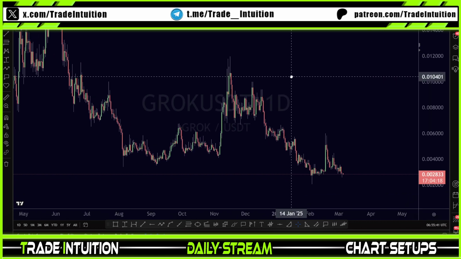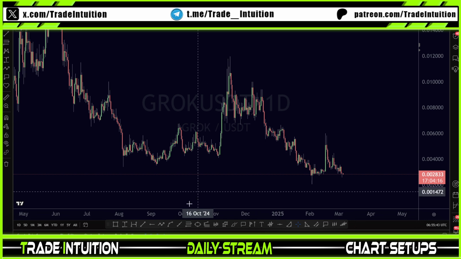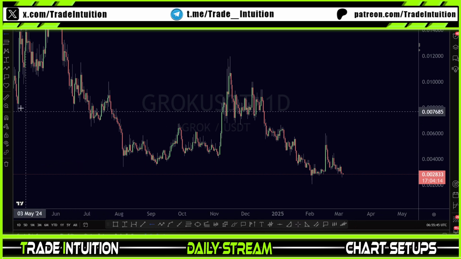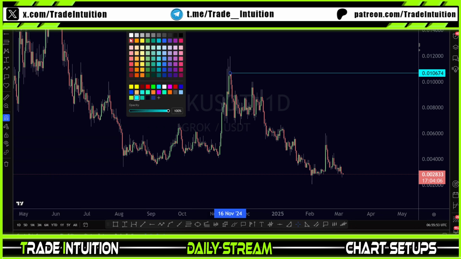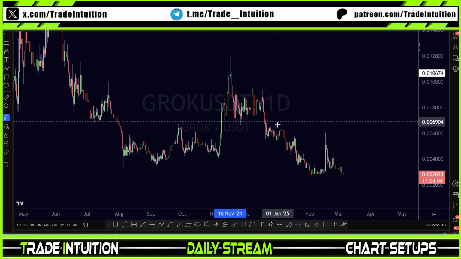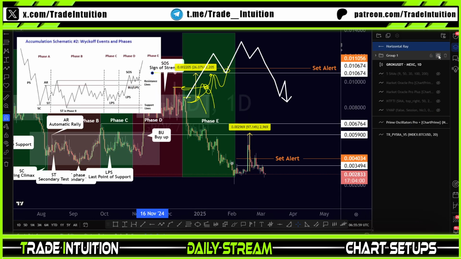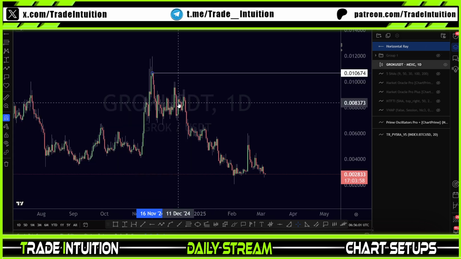We're on the daily time frame. What we do is we make sure that our magnet tool is on and we use our horizontal ray and we mark out levels. Here's a high. And let's say we didn't see this part. Let's go ahead and just double check one last time. Okay, so E is right around here.